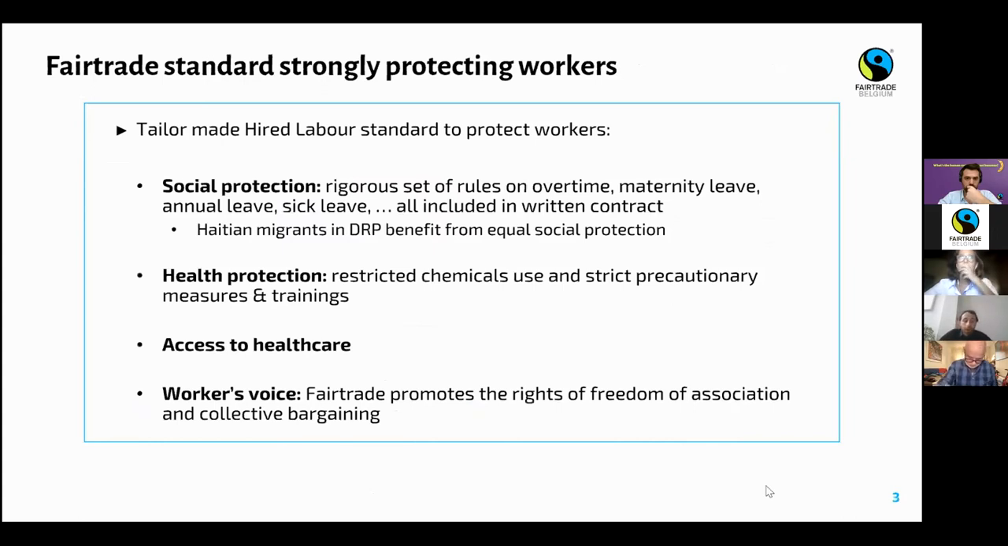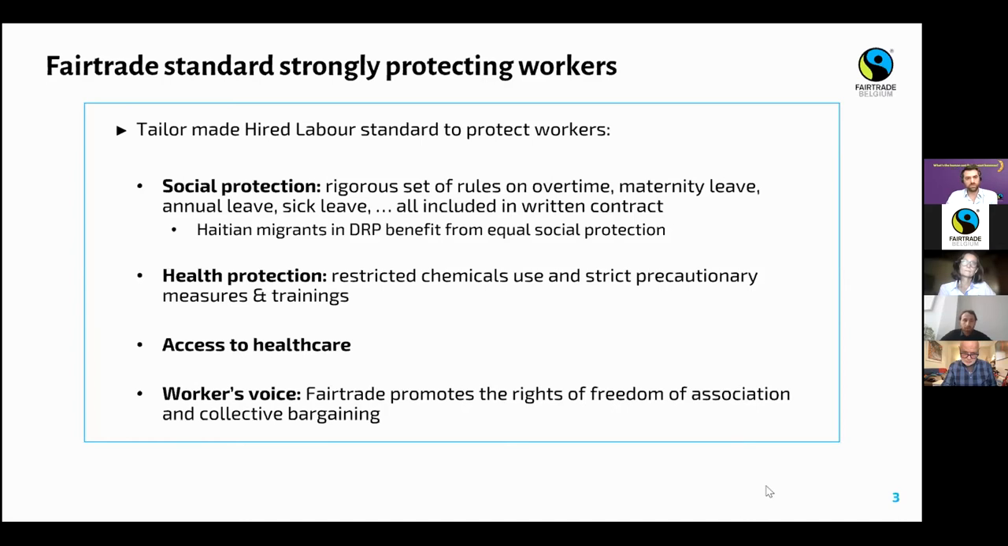If you look at how Fairtrade concretely reduces the human rights risks, it all starts with our Bible, the Fairtrade standards. For the workers, we have a tailor-made hired labor standard, which contains more than 80 pages of criteria, and they are very concrete. The fact that they are very concrete also means they are easy to control, which facilitates the controlling done by the auditors.